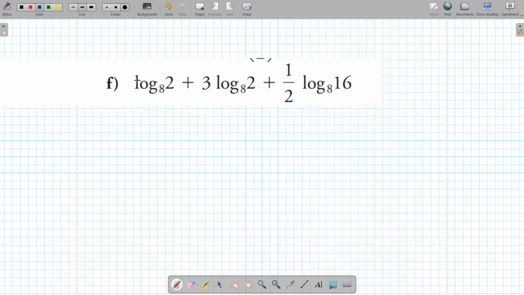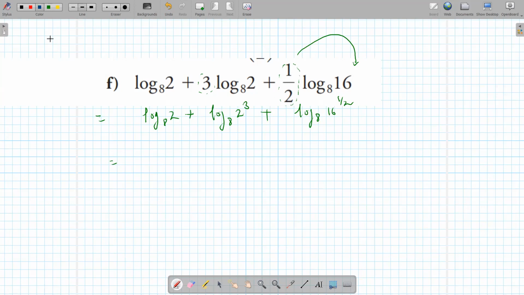Okay, this one. You can already see 8 to the power of nothing is 2, and 8 to the power of nothing is 16. So we can't evaluate this in one step. What we need to do is use the 3 laws. The first one, we can't really do anything with. Now the second one, you see this 3? We're going to toss it back up there. It's going to become log base 8 of 2 to the power of 3. What about this 1 over 2? We're going to toss it back up there. It's going to become log base 8 of 16 to the power of 1 over 2.